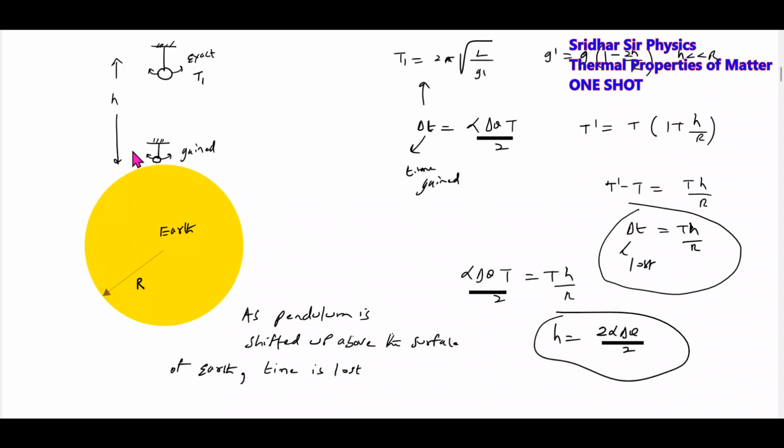What is the conclusion? As the pendulum is shifted above the surface of the earth, time is lost. Okay, with this here it is having T. To make it exact, you have to shift it to height H. That height H is given by this particular formula. As the pendulum is shifted up above the surface, time is lost.